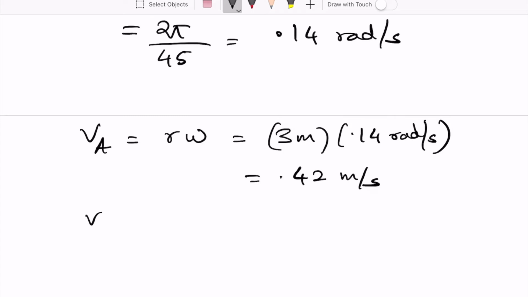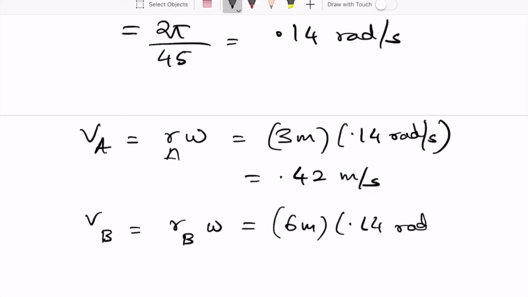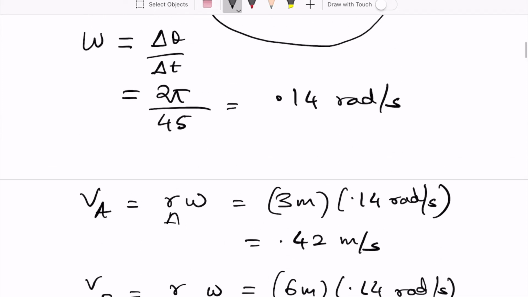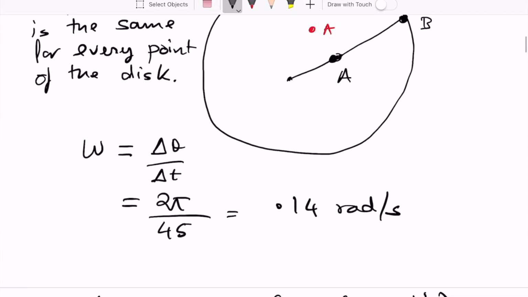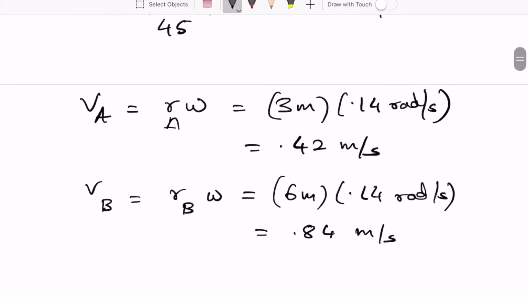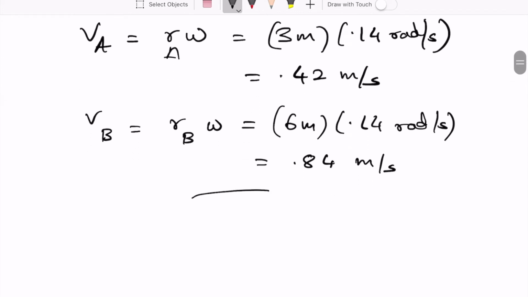What about the speed at which B is moving? That's going to be the radius of B multiplied by omega, which is 6 meters multiplied by the same omega, 0.14 radians per second. So that's going to be 0.84 meters per second. You can see that B is moving at twice the speed of A, because B is twice as far, right? All right, so that's that question.